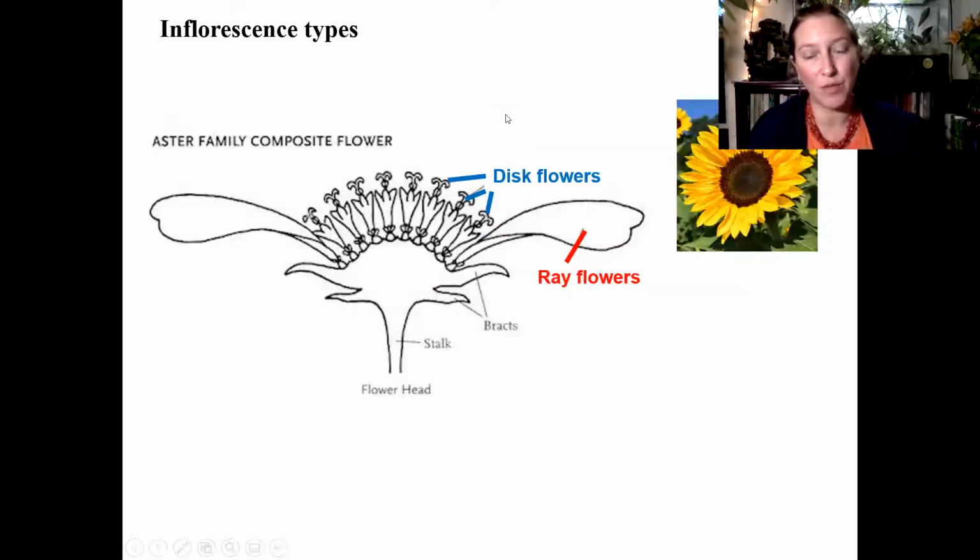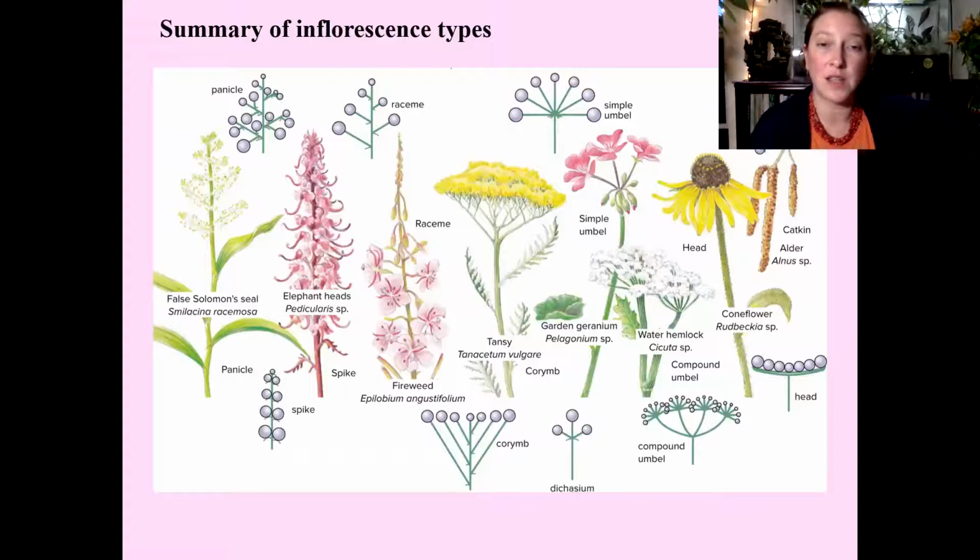Here's a cross section through a sunflower so that you could see the different types. But the point is it is an inflorescence because it's made of many flowers, and also happens to have two types of flowers. So this is a summary slide from your book to show you a few others that we didn't talk about. I just want you to get an idea of the diversity of the different types of inflorescences.